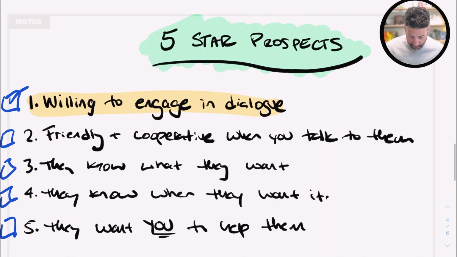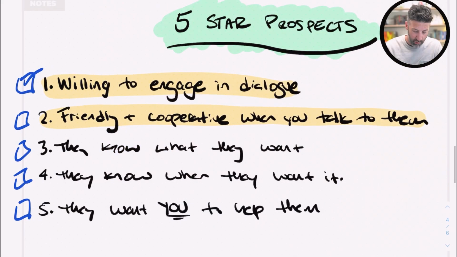The next thing is they need to be friendly and cooperative when you talk to them. Have you ever been on a sales call where the person is very combative? They try to take control of the conversation right out of the gate, or maybe even are being rude. We've definitely come across those people. I don't know if you have. So we need this person to be friendly and cooperative.